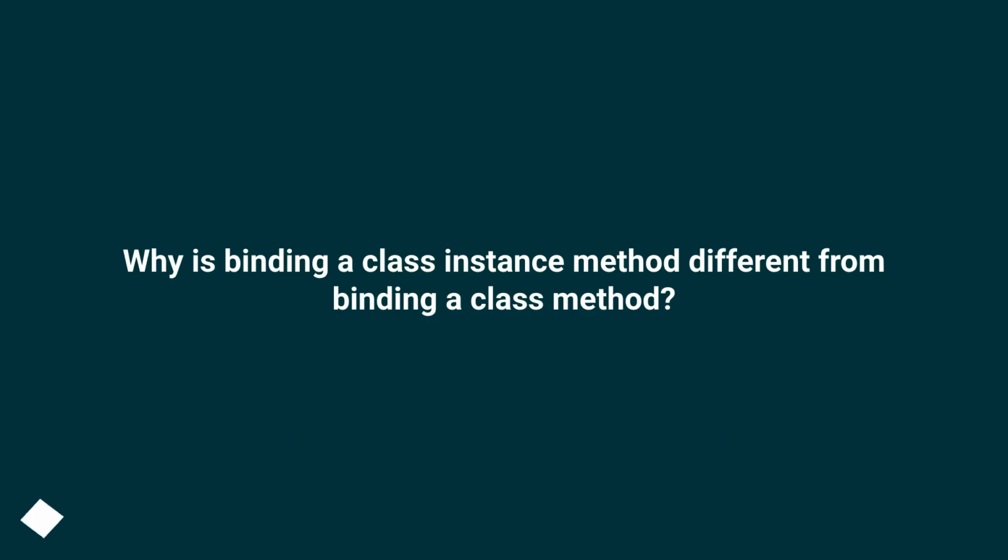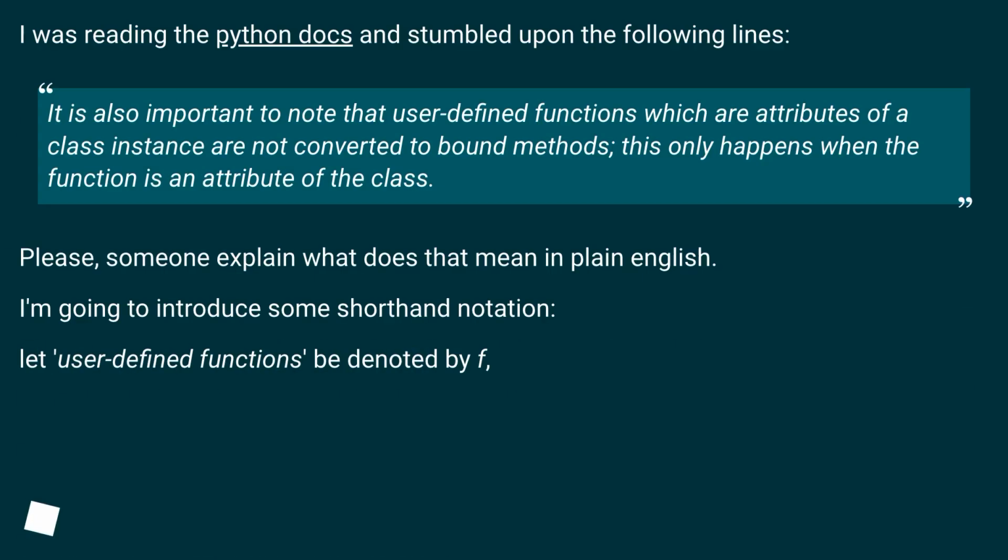Why is binding a class instance method different from binding a class method? I was reading the Python docs and stumbled upon the following lines. It is also important to note that user-defined functions which are attributes of a class instance are not converted to bound methods. This only happens when the function is an attribute of the class. Please, someone explain what that means in plain English.